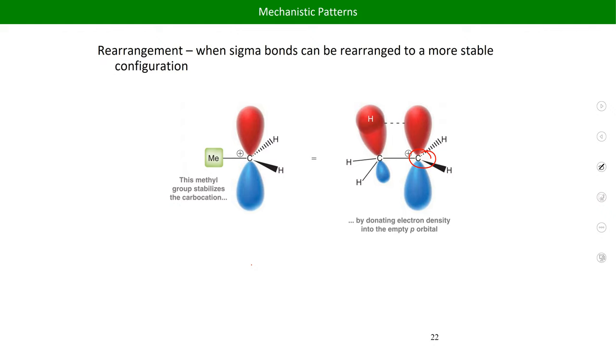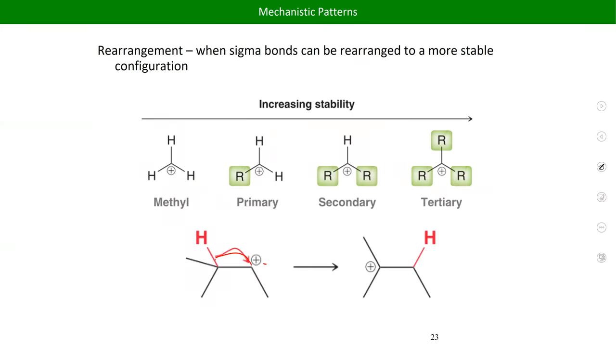We'll still have the bonds going back and forth, kind of donating some electron density, but that puts the positive charge on the more substituted carbon in some cases. And the more substituted carbons having a positive charge are more stable. So if you have a positive charge on a secondary carbon next to a tertiary, you'll move a hydrogen over. If you have a positive charge on a primary carbon next to a secondary, you'll move a hydrogen over in the rearrangement step like that.